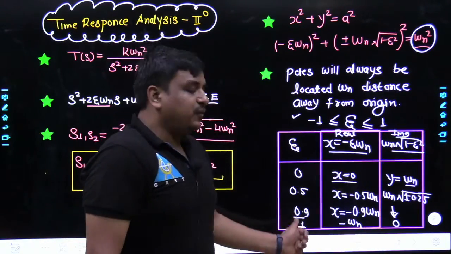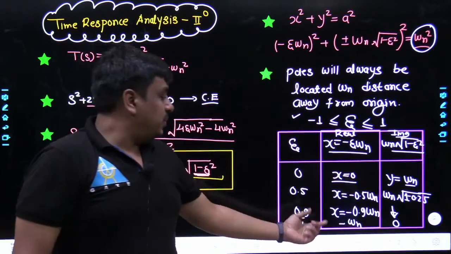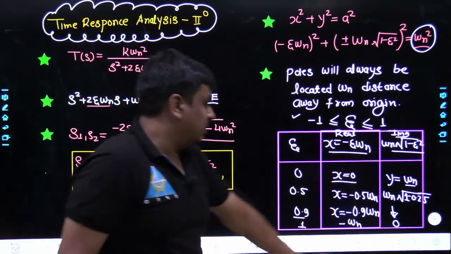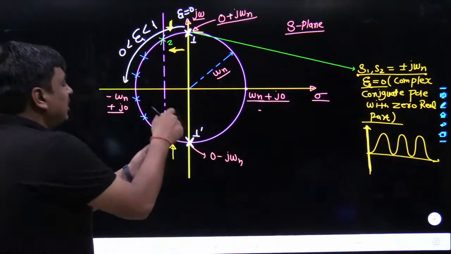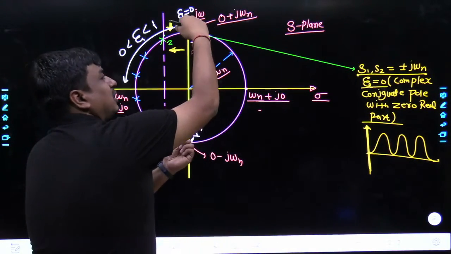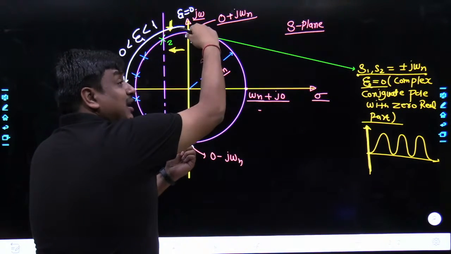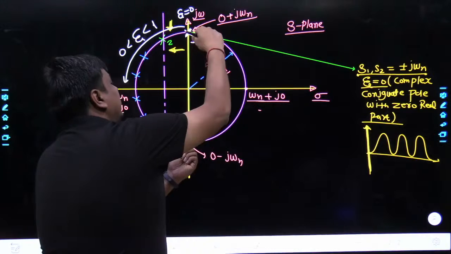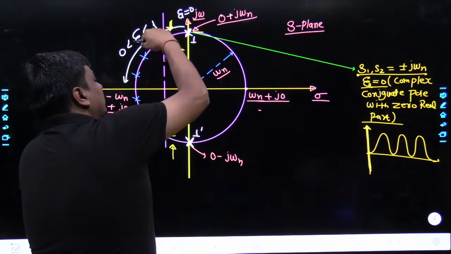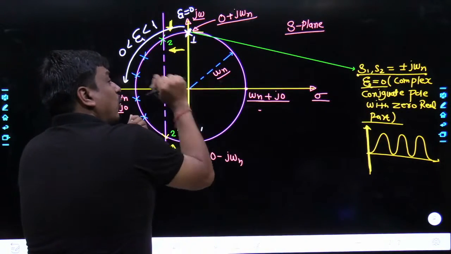Now at last, if you keep zeta equal to 1, you can see very well both of the poles are being found at minus omega n, whereas the imaginary component was simply 0. What does that mean? You can understand it this way: at zeta equal to 0, both of the poles were kept over plus j omega n and minus j omega n, and as the value of zeta was getting increased, they were coming nearby, but they were following a straight path of a circle having a radius equal to omega n and centered around the origin of the S plane.